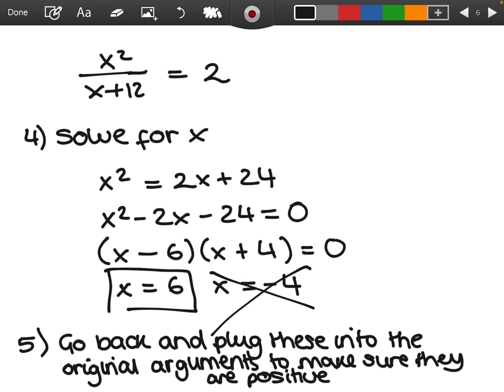And like I said, that means that x is equal to 6 is our only possible solution to this particular type 2 log equation.